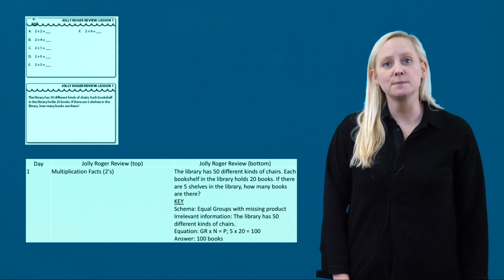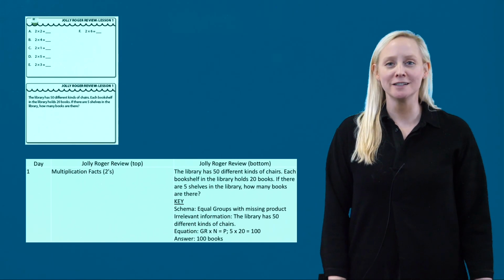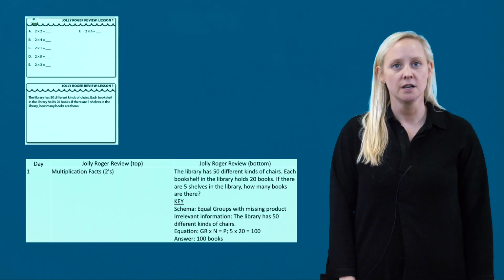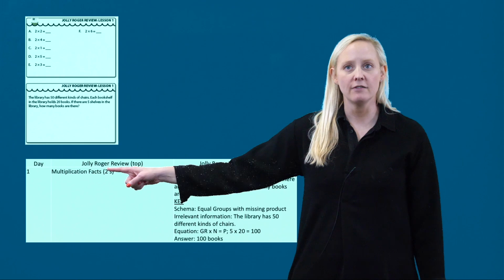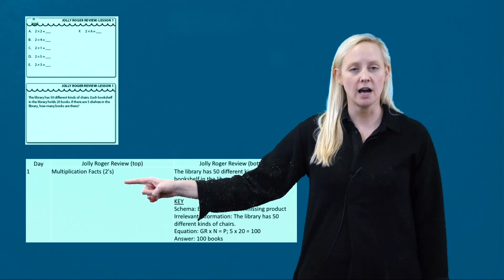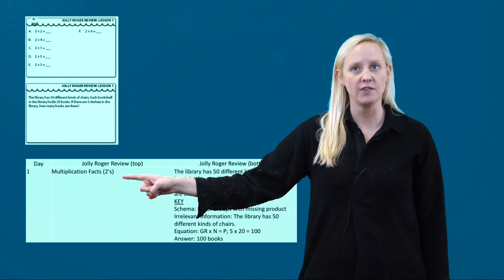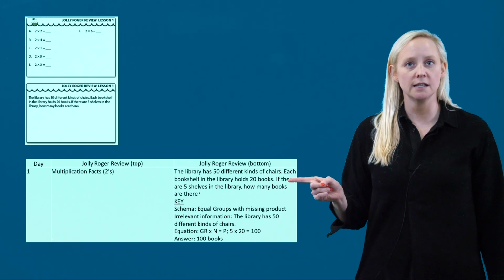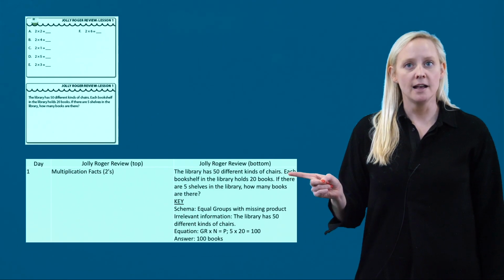I also have developed a key for you in case you don't want to do the mental math while students are working on their Jolly Roger Review worksheets. You'll see here we have our Jolly Roger Review top. I know that for lesson 1, the top is going to consist of multiplication facts, specifically working on 2s. And the bottom here you see I've written the exact same word problem. And then we have a key.